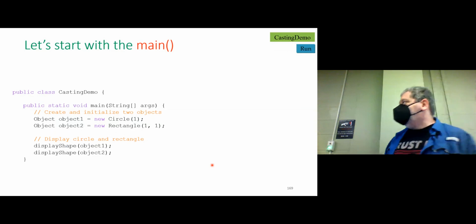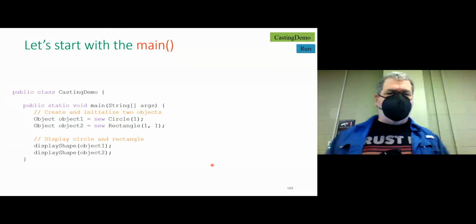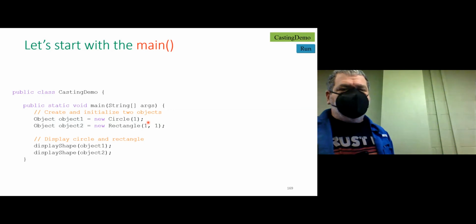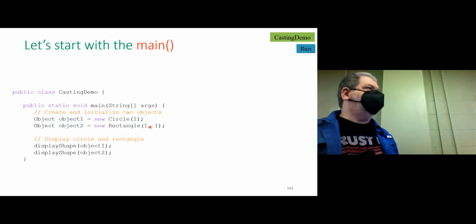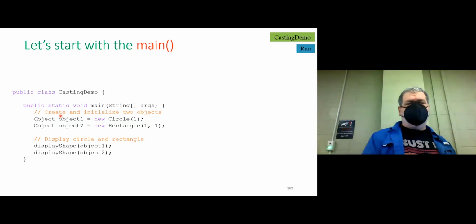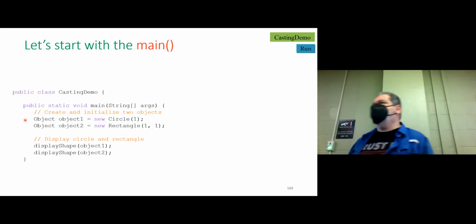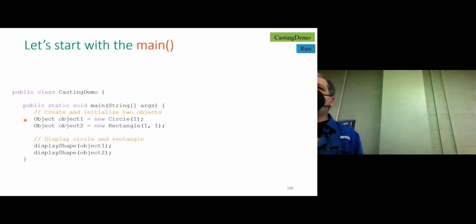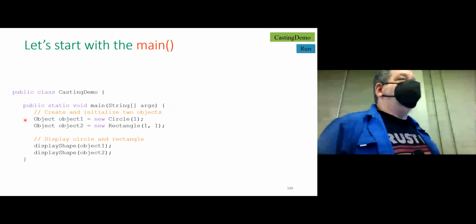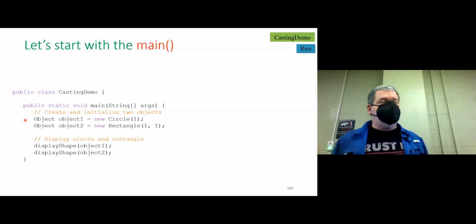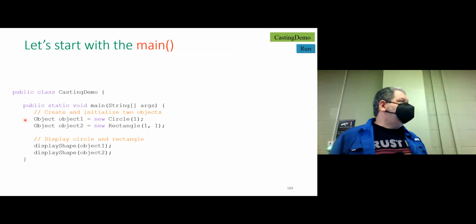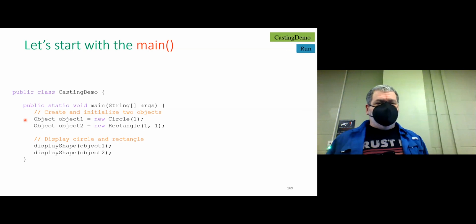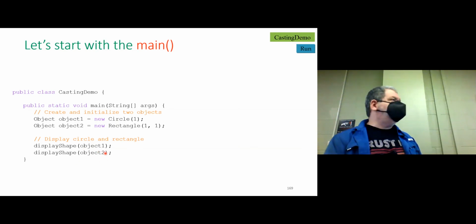Well, CastingDemo class, just a random name, a main method inside of it, create an object of class Circle, create an object of class Rectangle. And I'm already using polymorphism here because I declared the reference variables object1 and object2 to both be of data type Object. Object is a superclass of Circle, of Rectangle, and of everything. So we cannot be more generic than that. Then I call the method displayShape that I'm going to show you on the next slide, and I pass object1, object2. So I do pass references of data type Object, just like was announced on the previous slide.